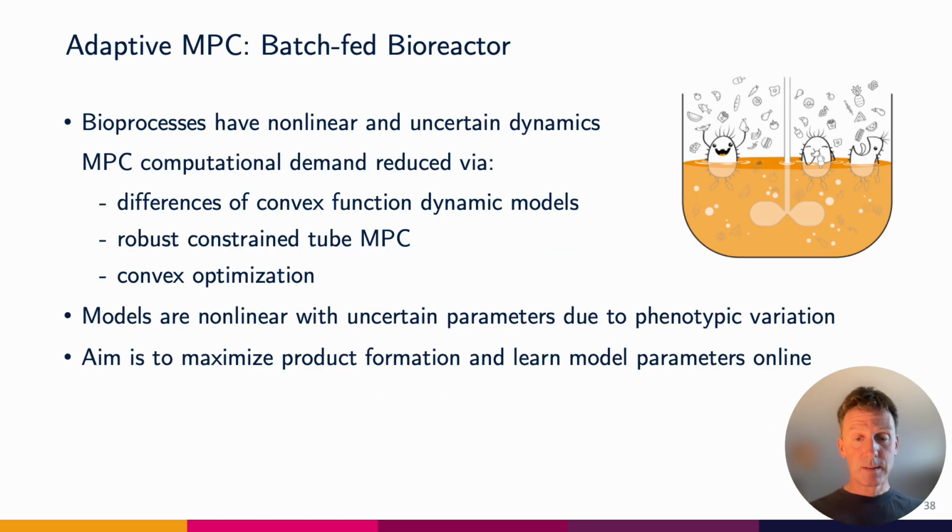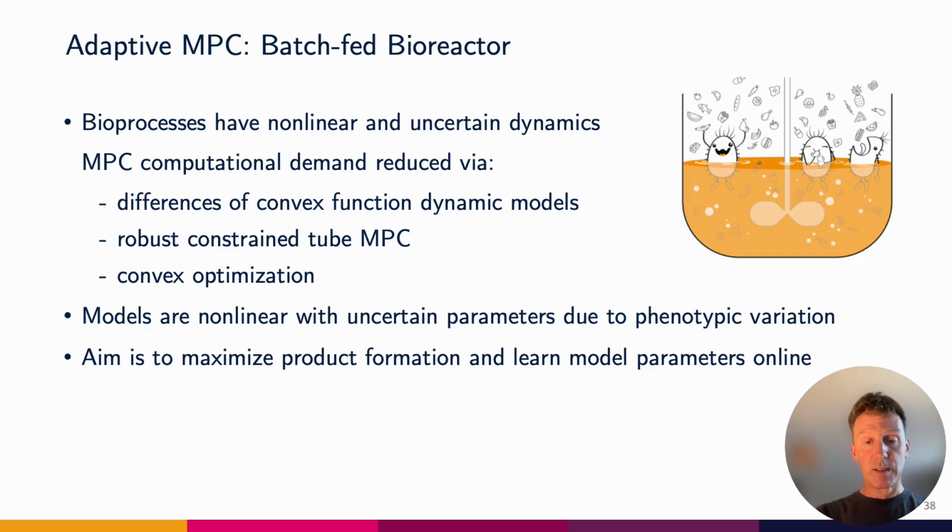The next example I want to consider is an application of adaptive MPC to batch-fed bioreactor control. In this application, we want to grow a batch of microorganisms, typically bacteria, and these are genetically engineered to produce some product, which could be a drug, penicillin for example, or it could be synthetic plastics or synthetic fuels.